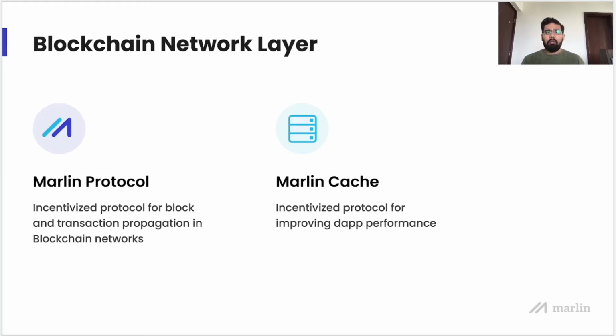Marlin protocol was developed to bridge the gap between the performance and scale achieved by Web2 and the security and decentralization demanded by Web3. We currently focus on two specific problems in the networking layer for Web3, which are incentivized protocol for block and transaction propagation in blockchain networks and incentivized protocol for improving dapp performances to Web2 speeds.